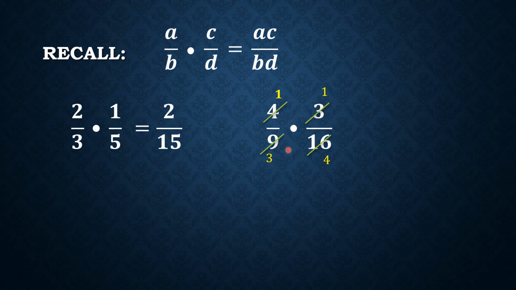Now, next step natin is to apply the rule. We multiply the numerators and the denominators. So, 1 times 1 is 1, and then 3 times 4 is 12. So, therefore, the answer is 1 over 12. This concept, okay, this process is applicable when we multiply two or more rational expressions. So, let's take a look at the first example.